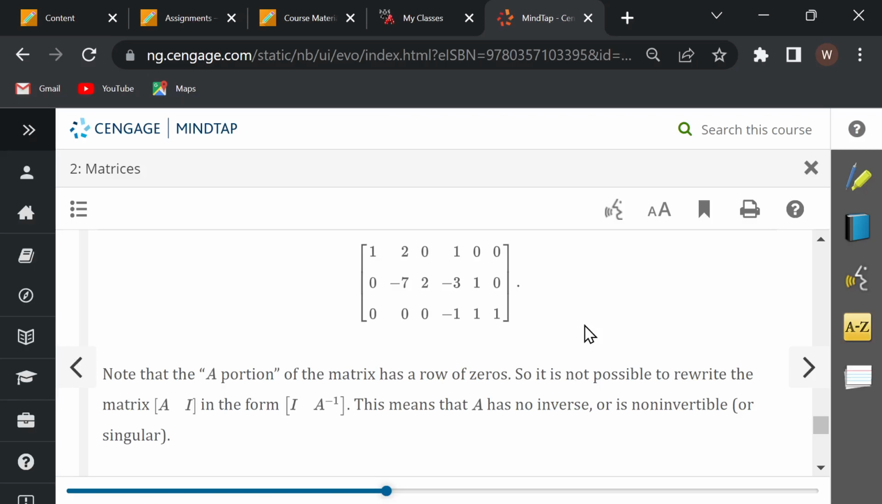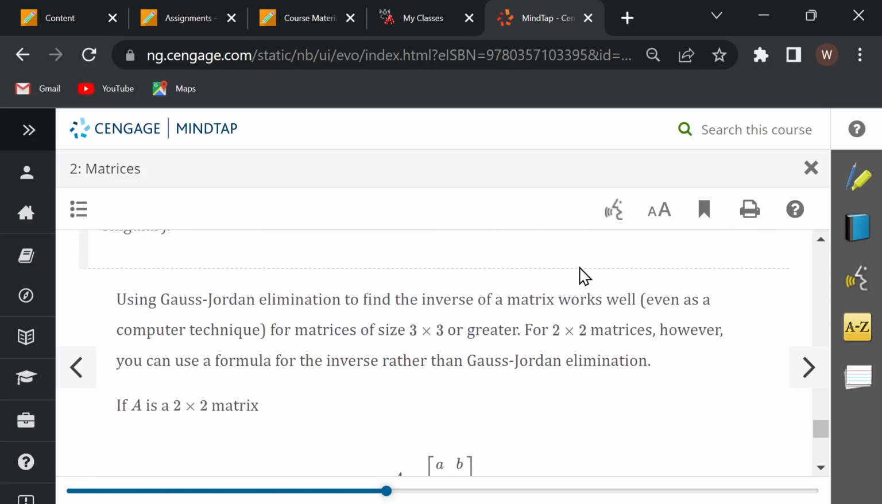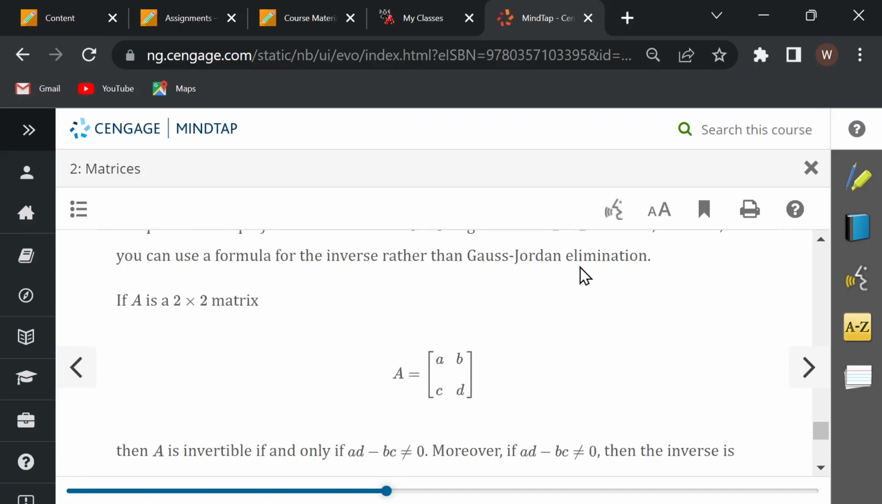And sometimes that's exactly what you're going to do. You're going to get that far, and then you're just going to write down on the paper or on the exam, it's a singular matrix. We're finished. No inverse.